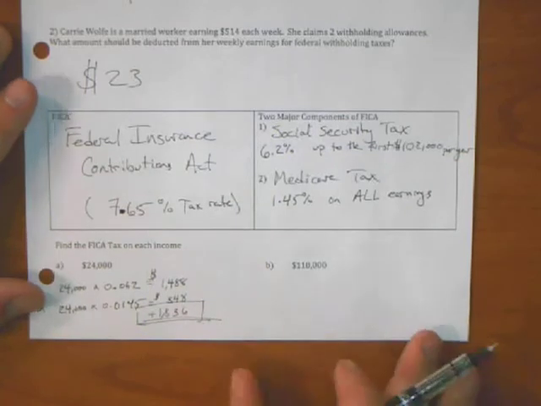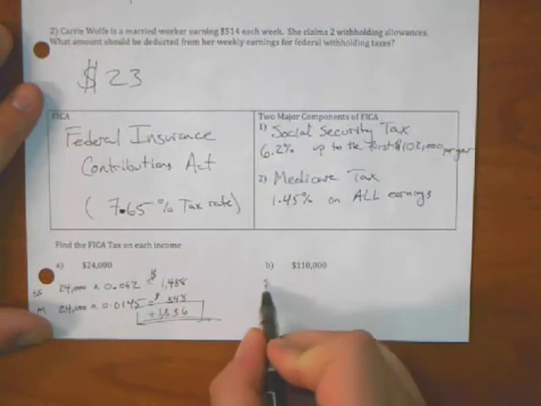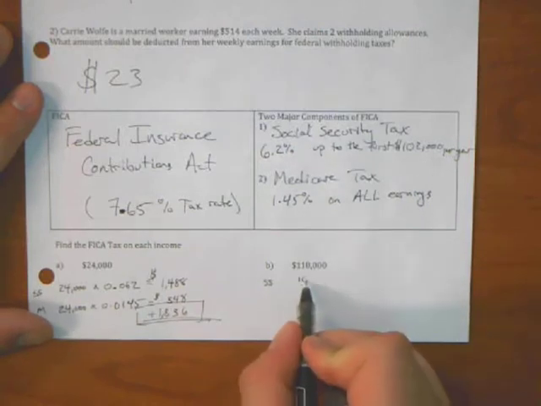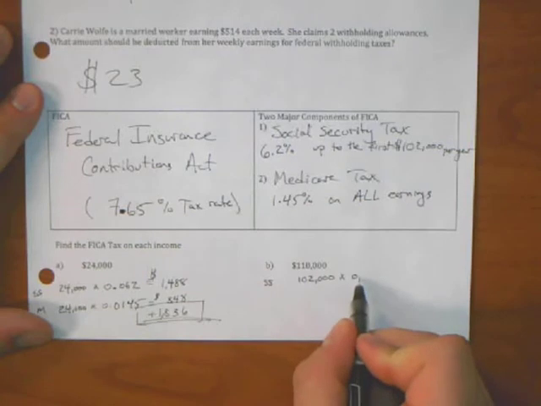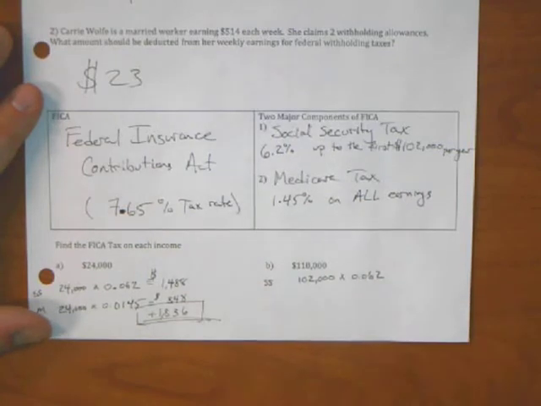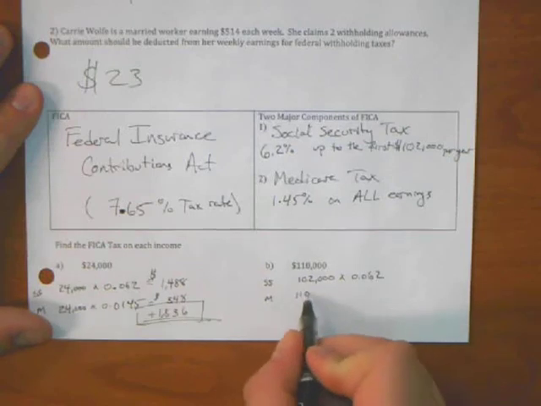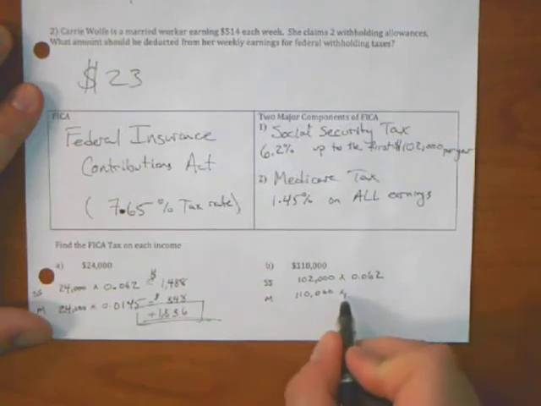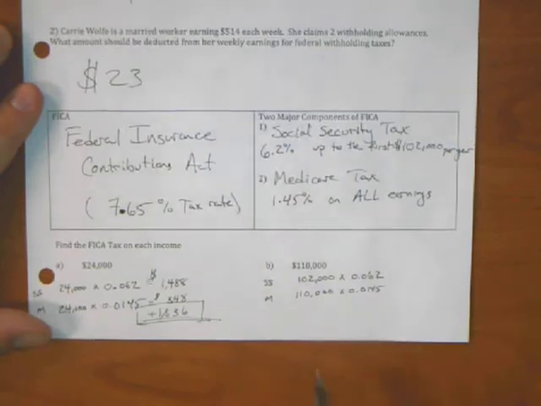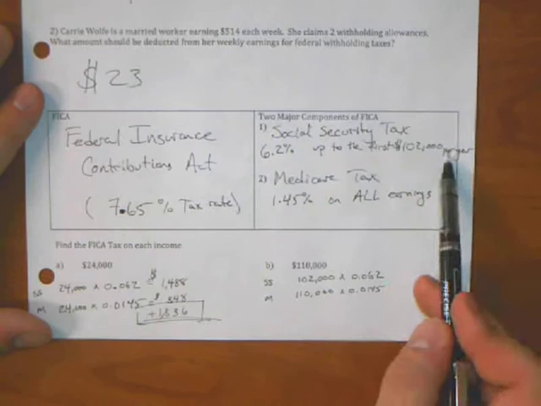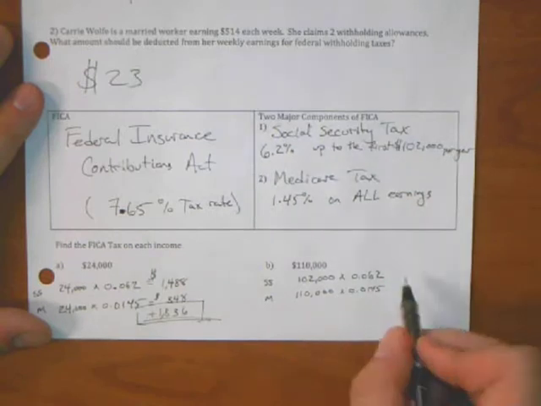For this larger income, it's going to be slightly different in that for Social Security, we're only taxing the first $102,000. So when we calculate the Social Security portion of this, we're only going to look at the first $102,000 of this income. But for the Medicare, the entire gross pay gets taxed. So it can be a little bit tricky as we're calculating. Notice I only tax the first $102,000, so I'm only going to multiply that by my Social Security tax.